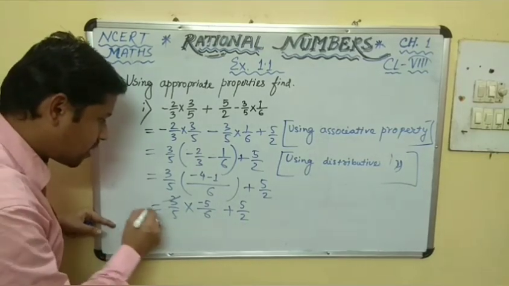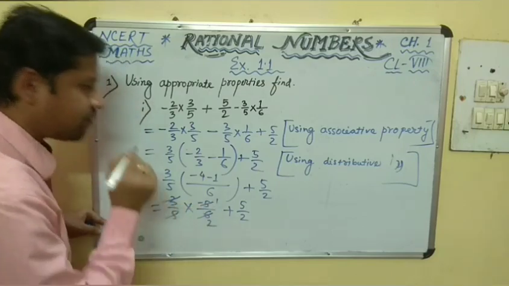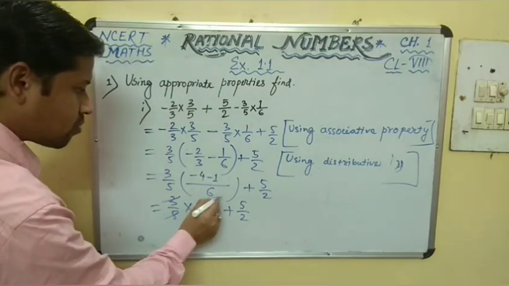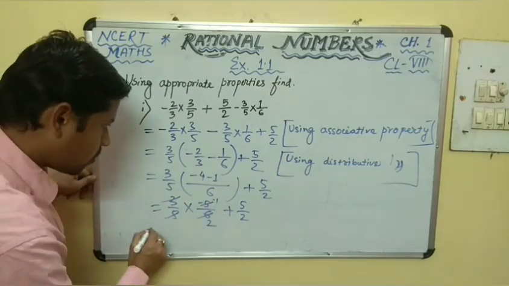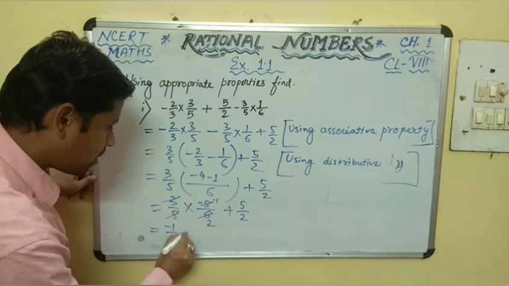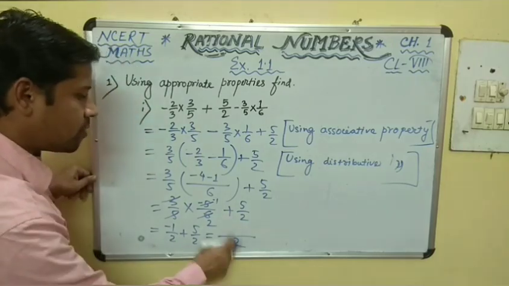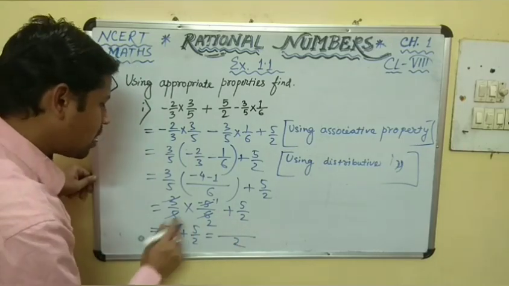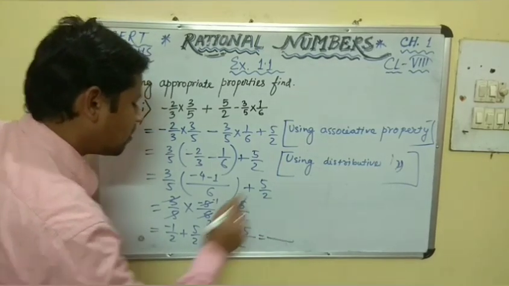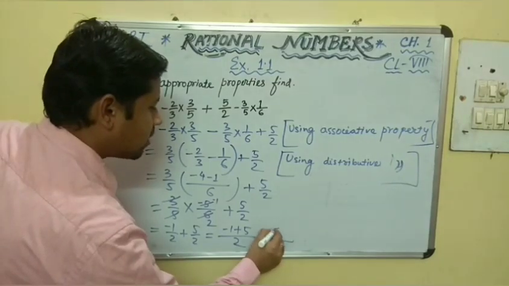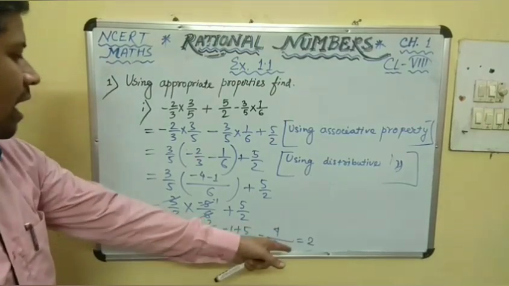Now we can cancel out: 3 ones are 3, 3 twos are 6, 5 ones are 5. Here minus 1 will already be there. So we get minus 1 by 2 plus 5 by 2. As both denominators are the same, the denominator will be 2, and minus 1 and 5 will be as they are. So the numerator is 4, and 4 by 2 will be 2. That is, 2 is your answer here.